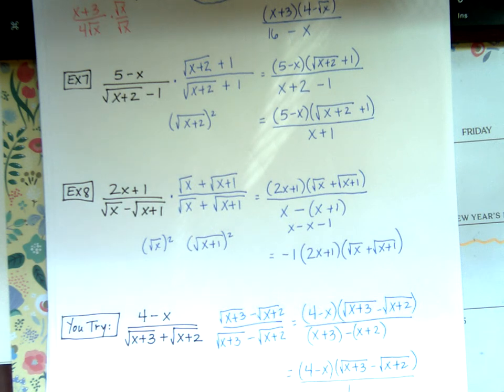I'm looking to see on my answer key if I did it on the answer key. And I don't think I did. I kept the numerators just as not FOILed out or not multiplied out.